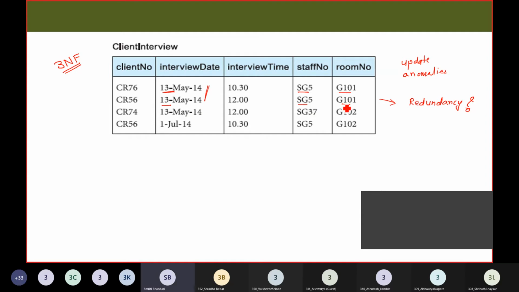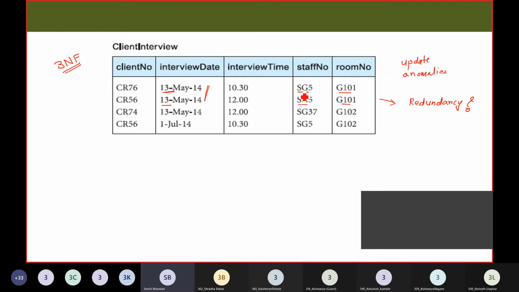So if for some reason the room number allocated to SG5 needs to change, then obviously all the tuples need to be changed. All the tuples need to be updated.